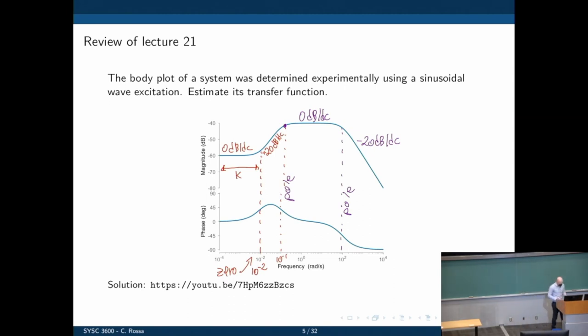What is the transfer function of this thing? Well, the transfer function, let's call that G of S. We have a zero at 10 to the power of negative 2, so that would be S divided by 10 to the power of negative 2, plus 1. Divided by two poles, one at 10 to the power of negative 1, and one at 10 to the power of 2. And I'm writing this in the standard form we've been using for Bode plot analysis. What is missing here?